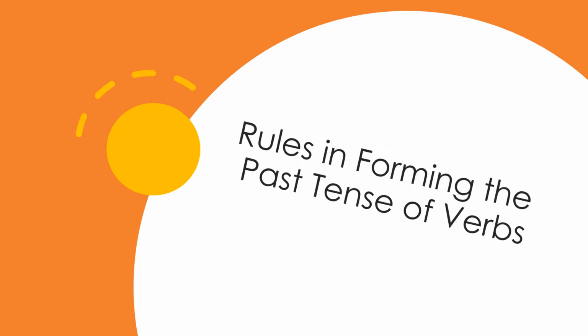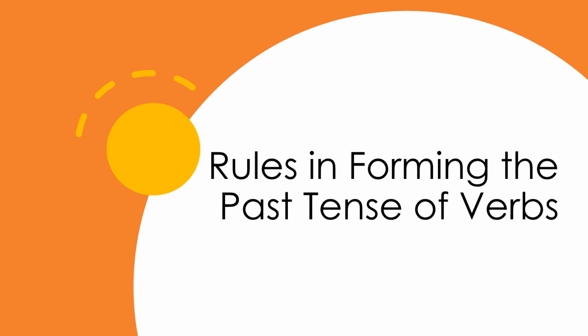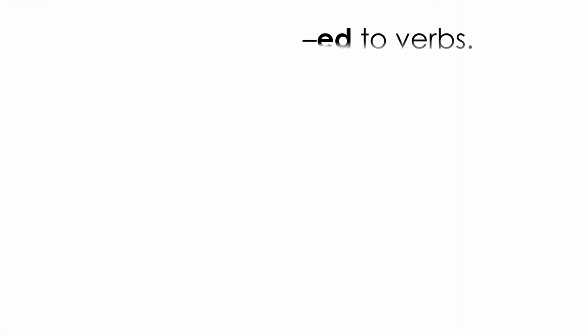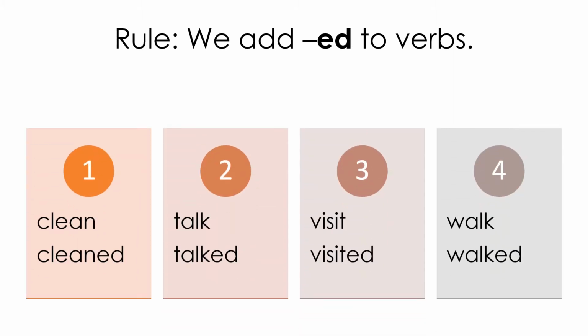How do we form the past tense of verbs? Let us now talk about the rules in forming the past tense of verbs. First rule, we add ed to verbs. Most regular verbs form their past tense by adding ed. Examples: clean, cleaned; talk, talked; visit, visited; walk, walked.